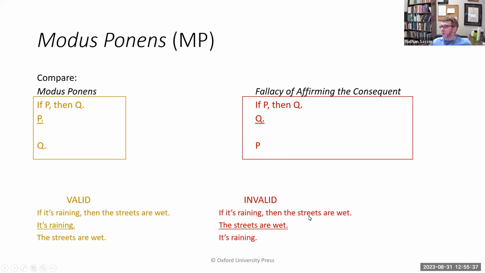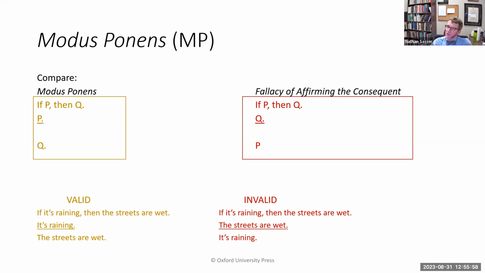So here's an example. If it's raining, then the streets are wet. Well, the streets are wet. Therefore, it must be raining. Does this look familiar? It is. It's the fallacy I just showed you a couple slides ago. Again, somebody could be hosing down the streets. The premises could all be true, and yet it's not necessarily true that it's raining.